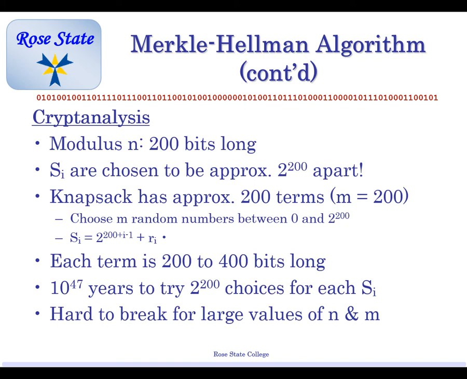It'll take 10 to the 47th years to try 2 to the 200 choices for each digit in the simple knapsack. So remember we talked the Vernam cipher was good for 300 years? I think we're a little bit beyond that with this one. It's going to take you a long time to try them all. And it's hard to break when you have very large numbers, obviously. We're working with teeny tiny 1-digit numbers, and some of you are going to have an issue with it. Imagine if I gave you a number that was 200 digits long.